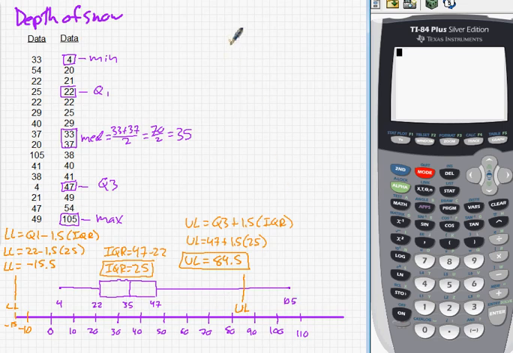So we can say 105 is an outlier because 105 is greater than 84.5.